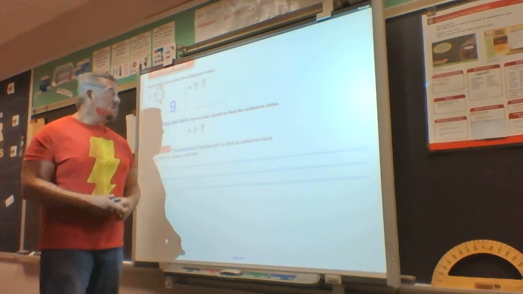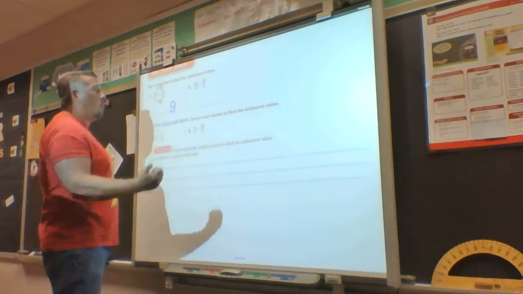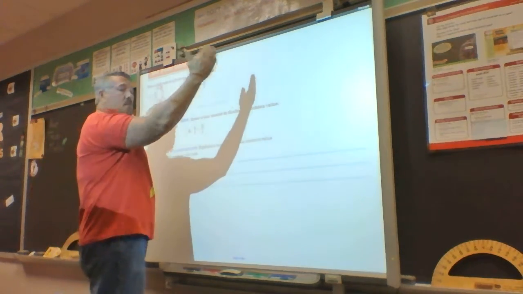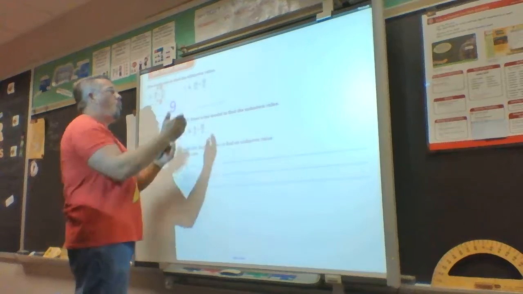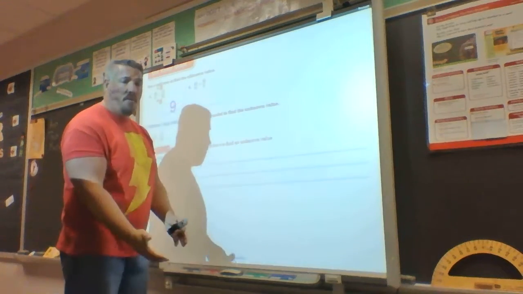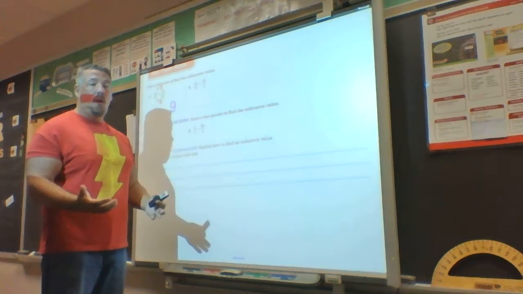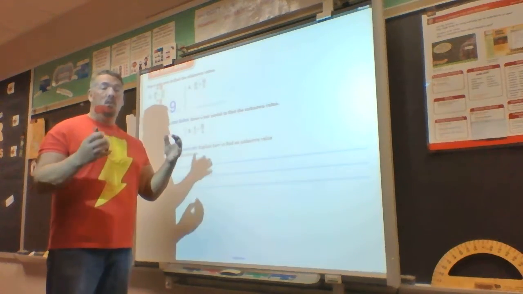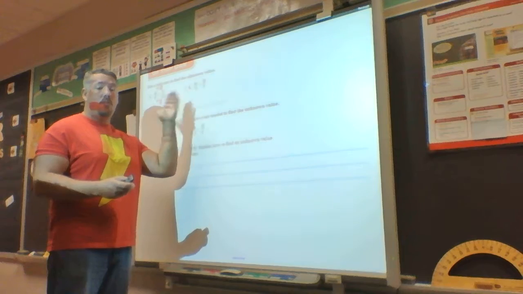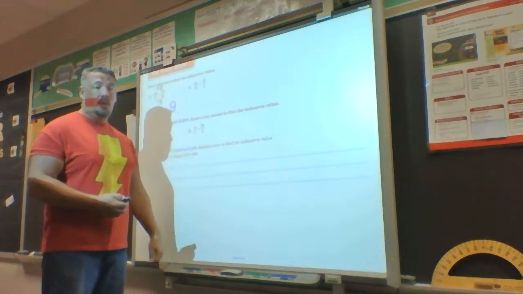On number 4, same thing. I have 42 over 14, and I have something missing over 5. What can I do to 14 to get 5? Absolutely nothing. So I have to find my unit rate. And once again, in order to find a unit rate, I divide by the denominator that's there. So I'm going to divide by 14.